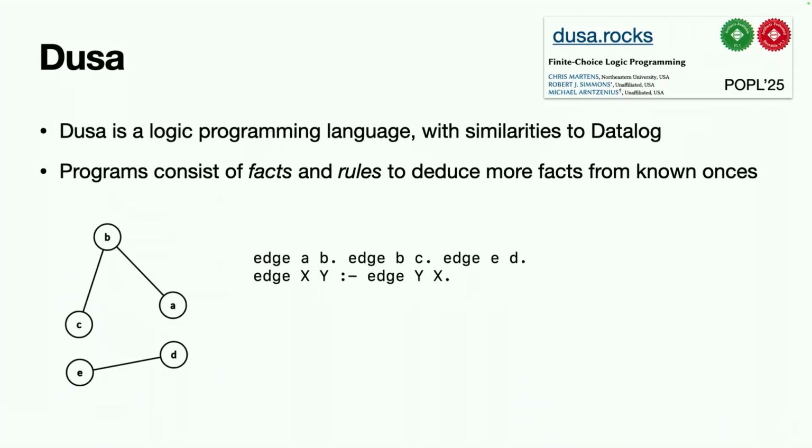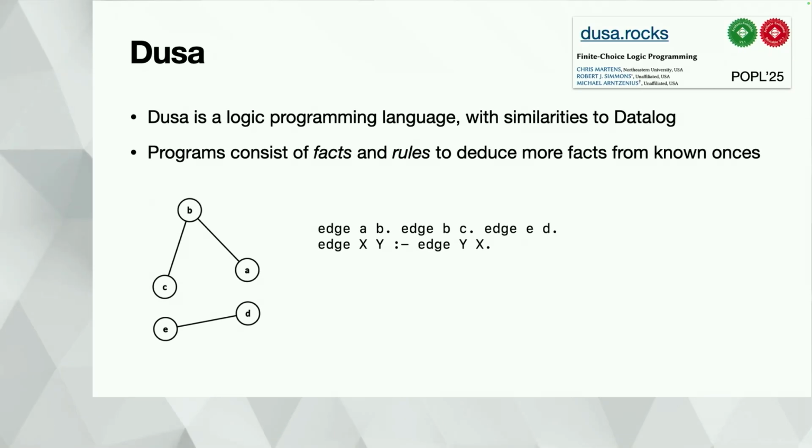Here, edge is a relation that says 2 nodes are related. So this represents an edge from node A to node B, an edge from node B to node C. And then this second rule here says whenever there is an edge from a node Y to X, we have the corresponding edge going the other direction. So this is ensuring that our graph is undirected.